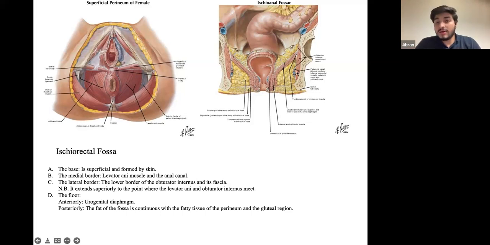It runs through a canal called Alcock's canal, also known as the pudendal canal, and it contains a neurovascular bundle. It contains the pudendal vessels, so artery and vein, the pudendal nerve, and the perineal nerve as well. It basically supplies the majority of the perineum and the external genitalia. I will discuss why this is clinically important at the end of the lecture.